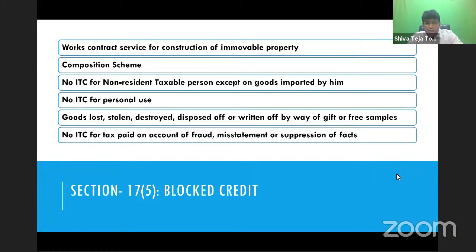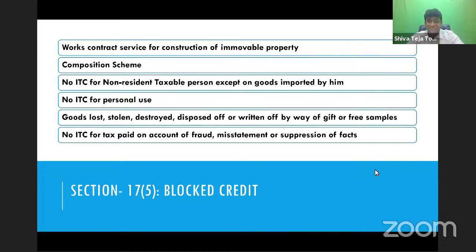Yeah. One more question. Sir, what is the logic behind blocking credits on the above items? Government feels that they are more or less related to personal use. We don't want to give credit. For example, if Shivateja is buying a car, even though he might tell it is for official use, how can the government come and check whether he is driving the car for personal use or business use? So they thought better we will block the credit only. Safe side. And this point was there prior in service tax also.